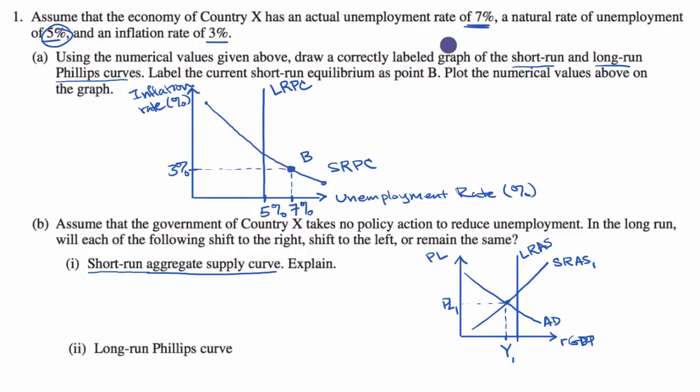So if our actual unemployment rate is higher than the natural rate of unemployment, what will happen to the short run aggregate supply? So one way to think about it, at a given price level, because there's people out there looking for a job, you might be able to get more output.